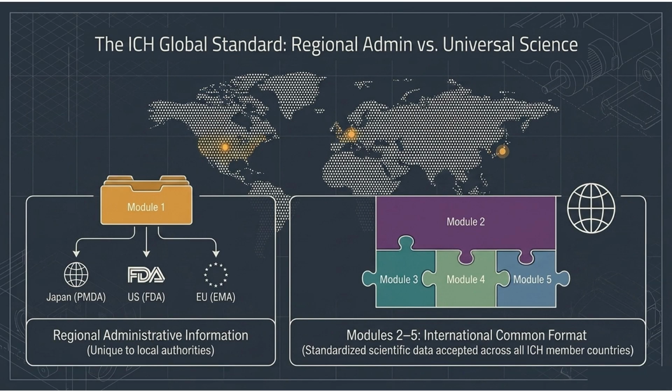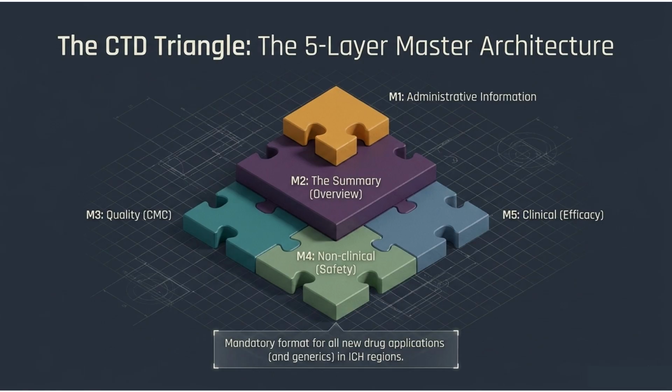Slide 3. The ICH Global Standard. A major feature of the CTD is that it serves as an ICH global standard. The document is divided into modules 1 through 5. Module 1 contains regional administrative information, which is unique to local authorities like the PMDA in Japan, the FDA in the US, or the EMA in Europe. However, modules 2 through 5 represent an international common format, meaning the standardized scientific data is accepted across all ICH member countries.